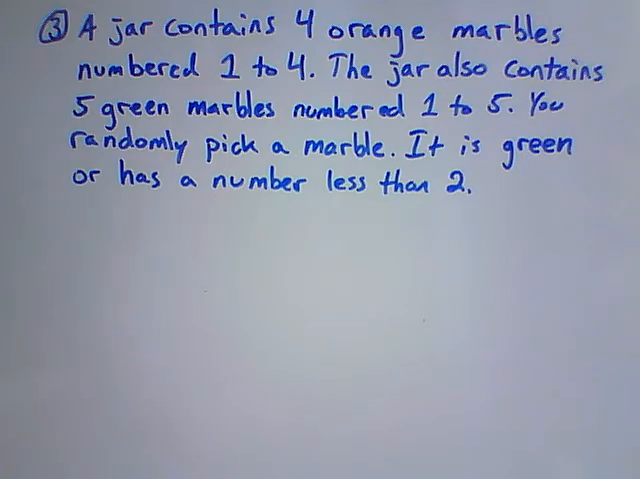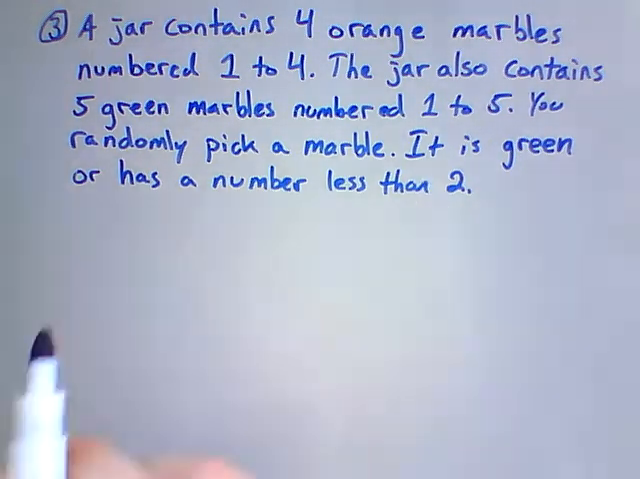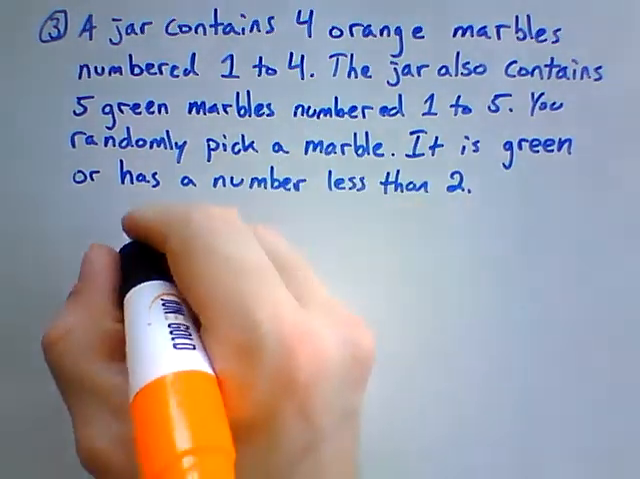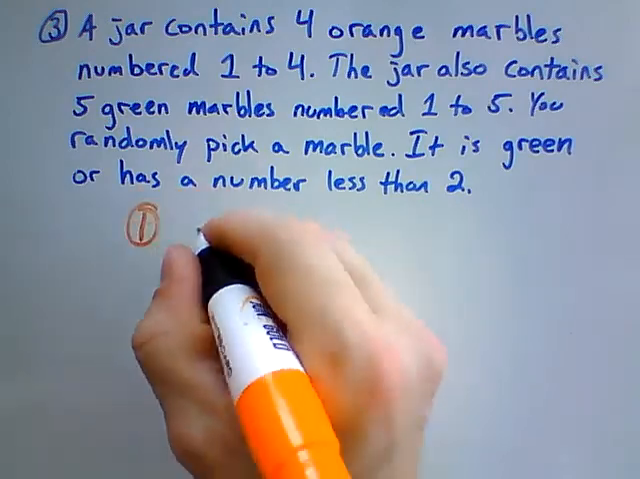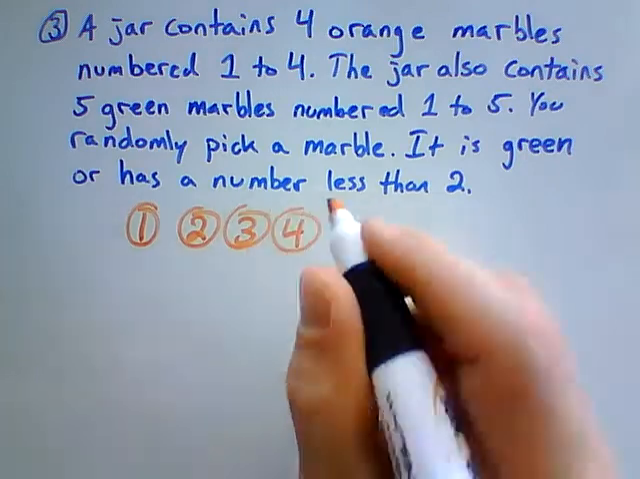Alright, now number 3, we have to just determine if it's mutually exclusive or not. So, I'm just going to draw. We have green marbles and orange marbles. 4 orange marbles numbered 1 through 4. 1, 2, 3, 4. I like drawing pictures.